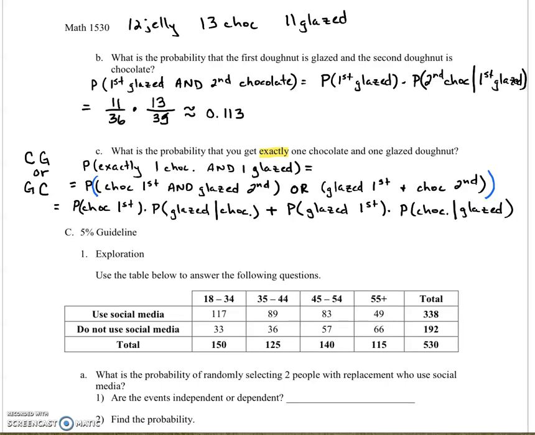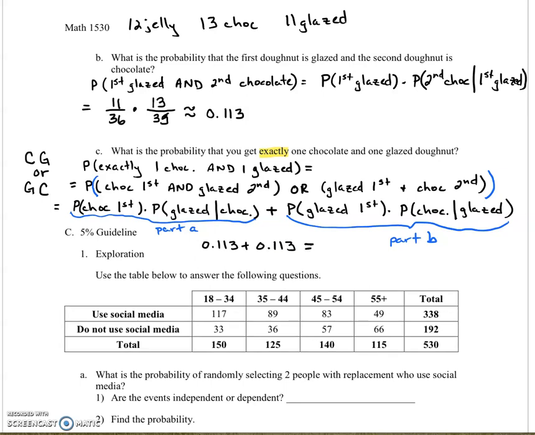If you remember, we computed this first part in part A, and we computed this second part in part B. So we just have to add those two answers together. 0.113 plus 0.113 equals 0.226.